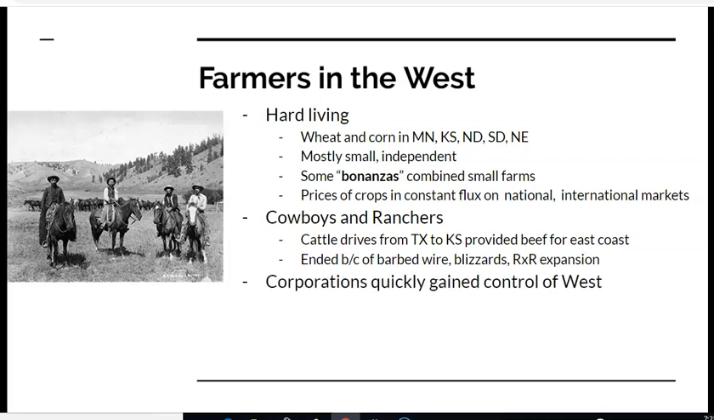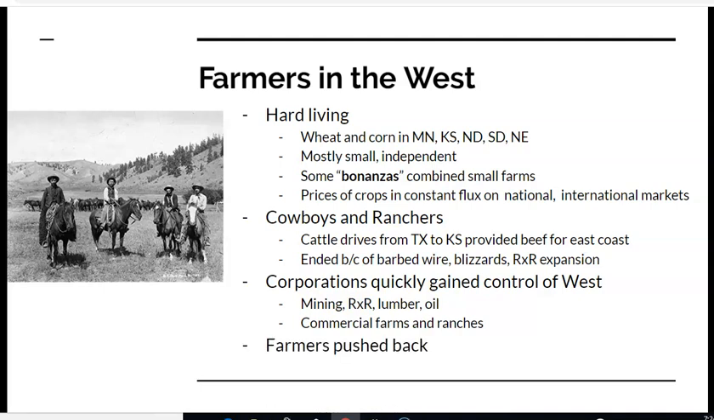Corporations, though, would quickly gain control of the land and resources in the West through things like mining, controlling the railroads, purchasing land with lumber, and finding land that had a lot of oil underneath it. They also took over farms and created commercial farms and ranches that focused on providing more and more goods, more and more food for people across the United States, and that would drive small farms and small ranches out of business. Farmers would push back, though.